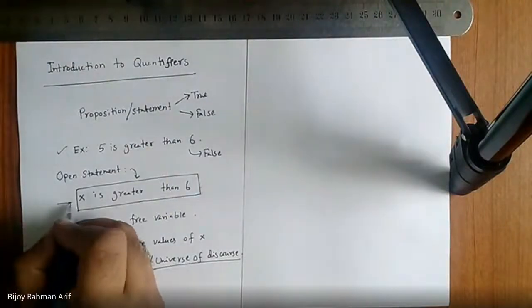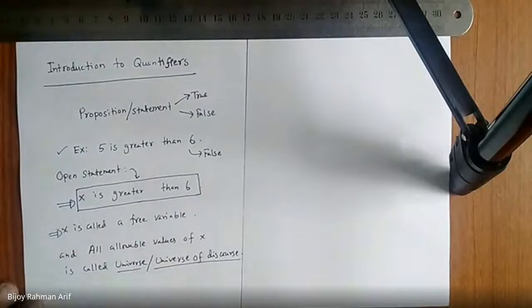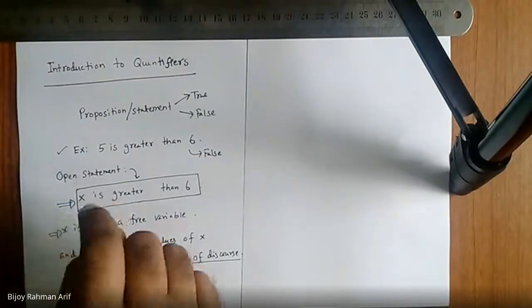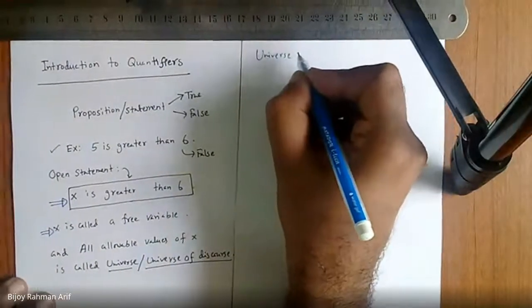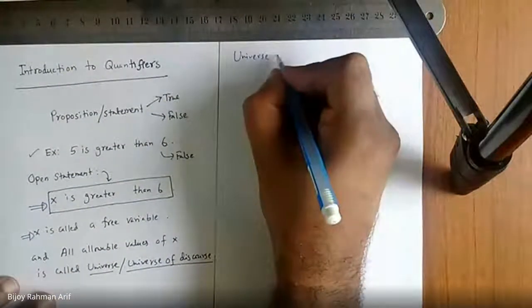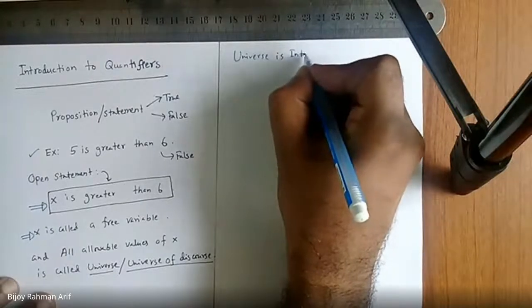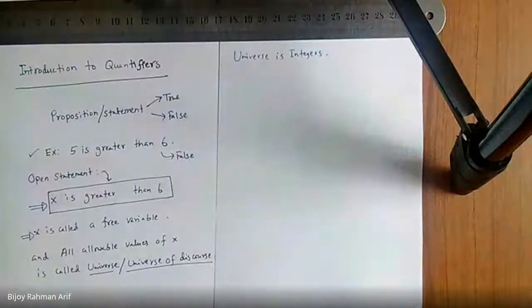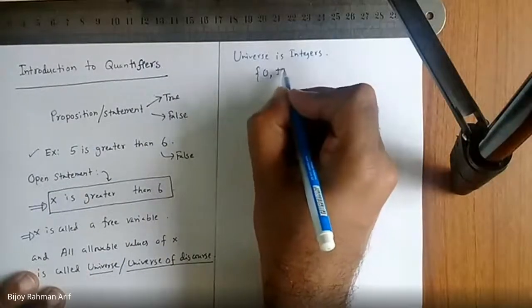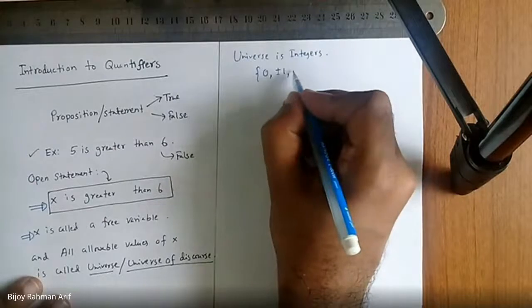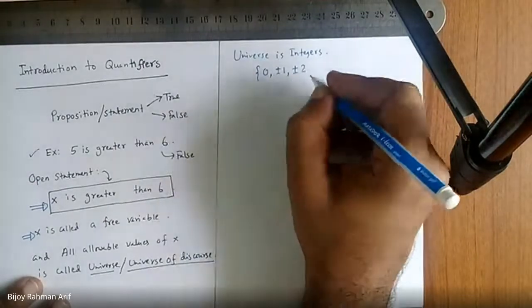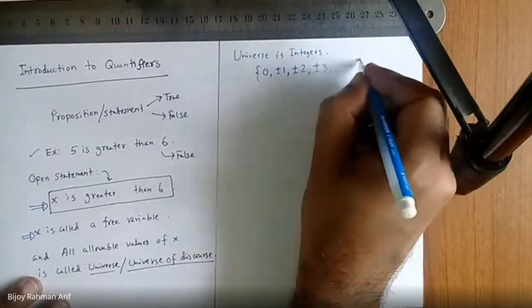All right, guys, do you have any question? No question? Now let's come back to here. Let's assume my universe is integers. What is integer actually? Can you tell me? Whole numbers. So universe is nothing but 0, plus minus 1, plus minus 2, plus minus 3. This way, continue. Later, when we start set theory, we'll deal with these sets in much more detail.